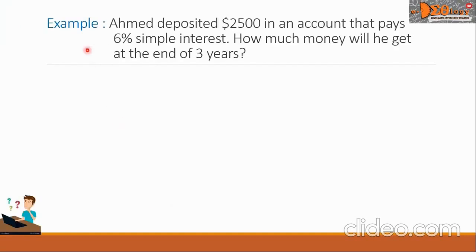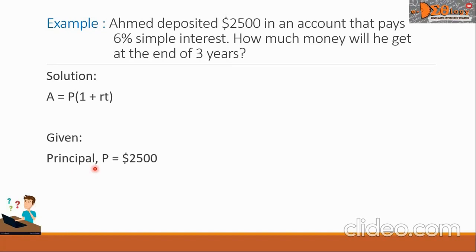Let us have this example. Ahmed deposited $2,500 in an account that pays 6% simple interest. How much money will he get at the end of 3 years? For our solution, first let us write the formula. And then let us list the given.